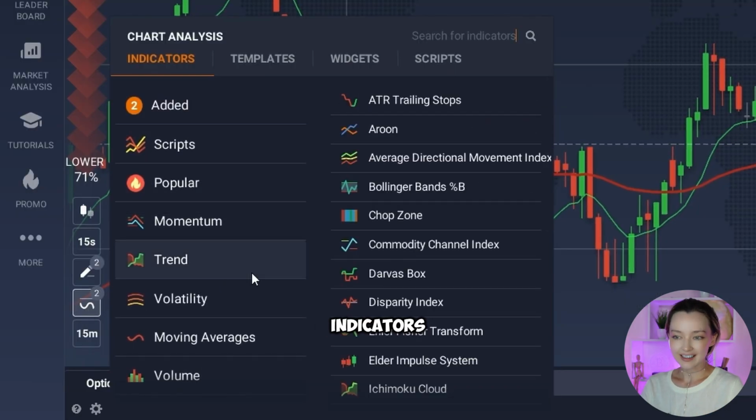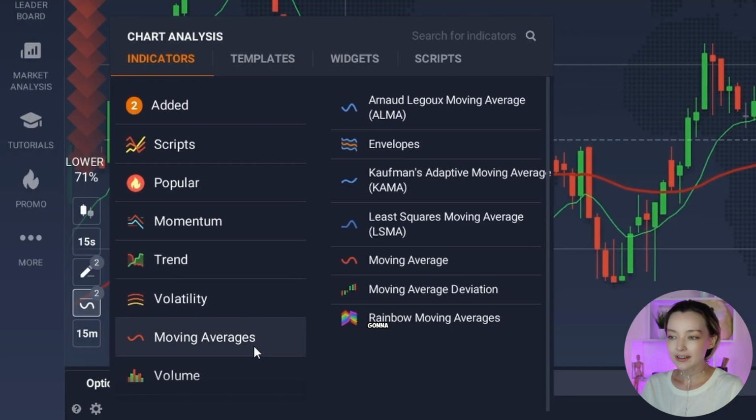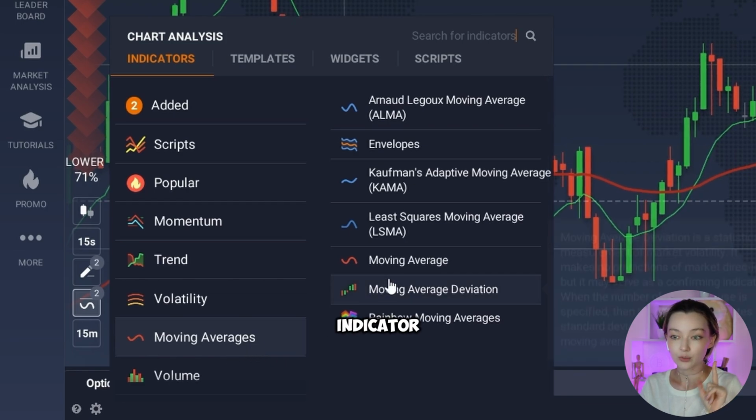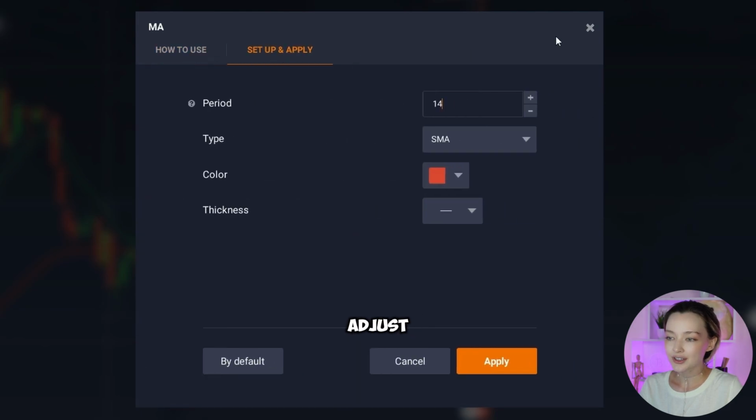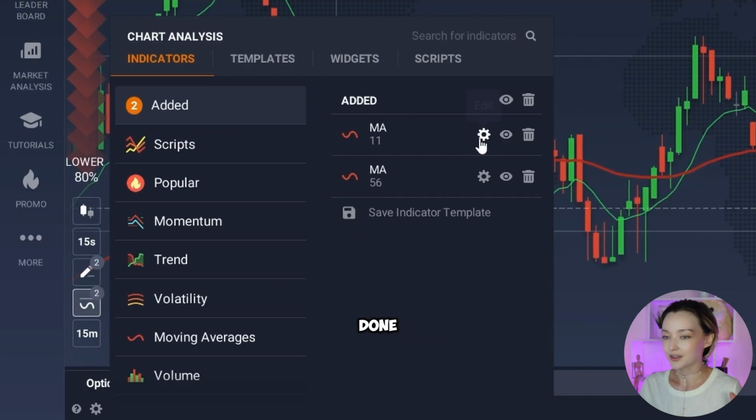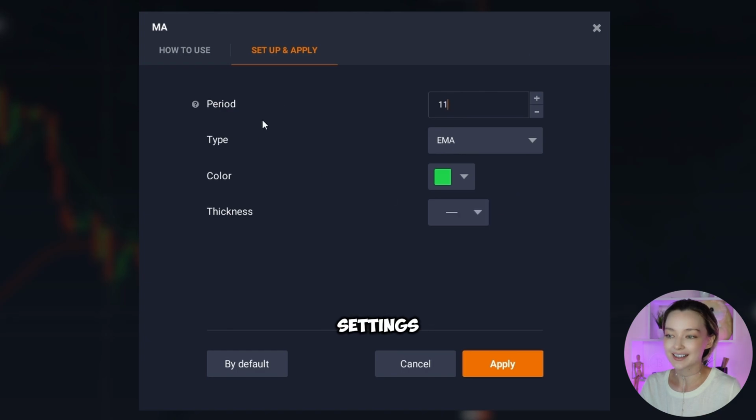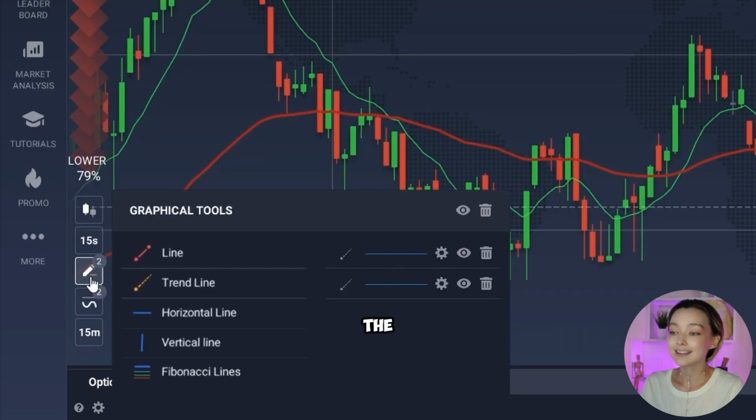So we're opening the indicators list in the left corner. We're only gonna need two pieces of one indicator. We're talking about moving average. Clicking it right here and adjusting these settings. I'm already done with that. Let me show you guys the settings. The first indicator's period is 11, the type is EMA, and the color is green. Click and save. Now the next one.